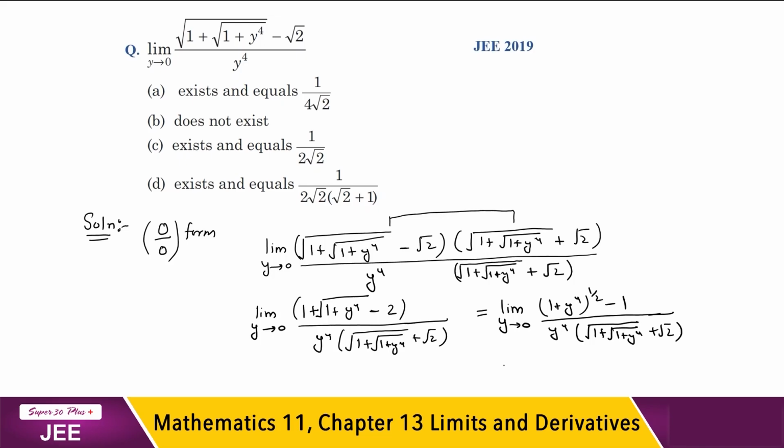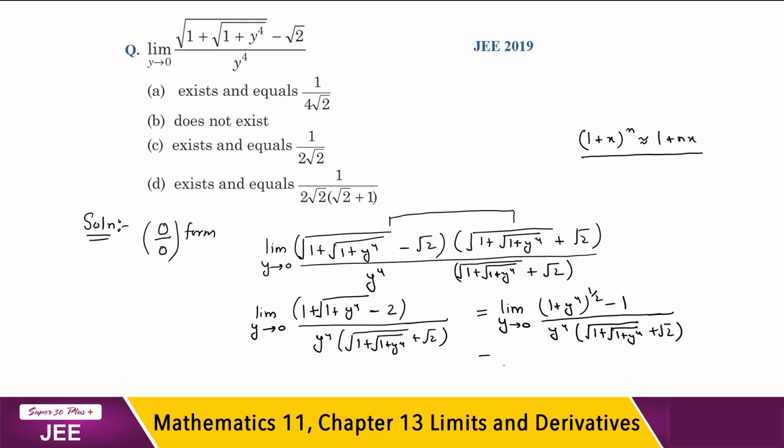Alright, now we can use the binomial expansion. When y is approaching 0, this term is very small in comparison to 1. So when x is very small in comparison to 1, we can say that 1 plus x raised to the power n is approximately equal to 1 plus nx. Alright, according to the binomial, we can approximate 1 plus x raised to the power n with 1 plus nx when x is very small compared to 1.